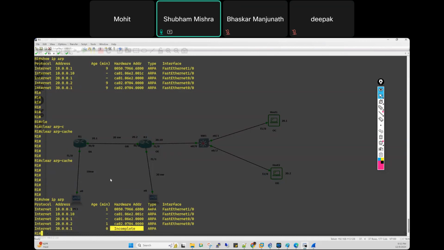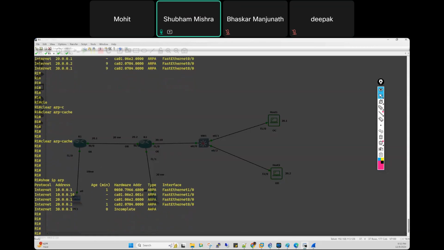Yes, sir. And that is the problem, guys, in the case of a static route with destination, next hop address. Are you getting my point? Yes or no? Clear? So what is the best solution? Anyone know? What is the best solution?